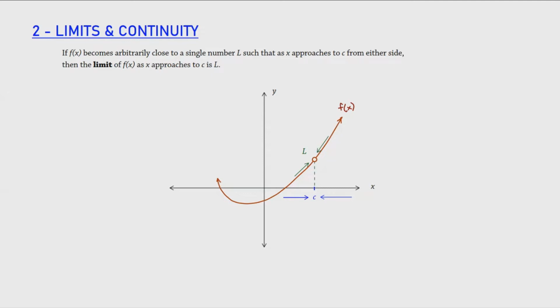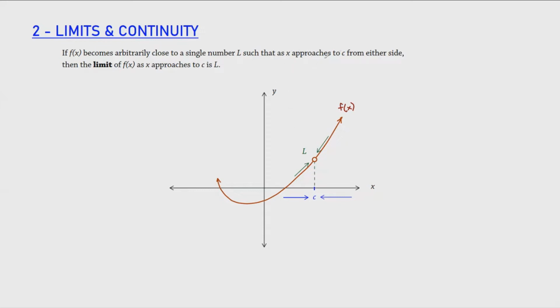So it says here that if f of x, which is our function, and in this figure, f of x is the function right here in the red one, becomes arbitrarily close to a single number L, so we are referring to the number L in which we have a value of y here. For example, the value of y here, say 4, just assuming it is 4. So we're referring to that number.